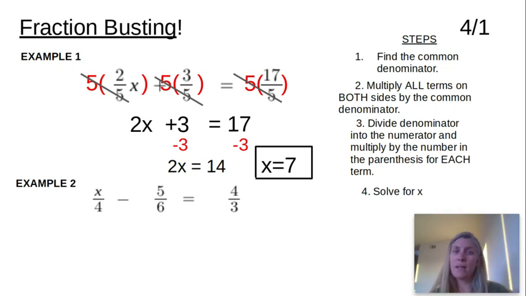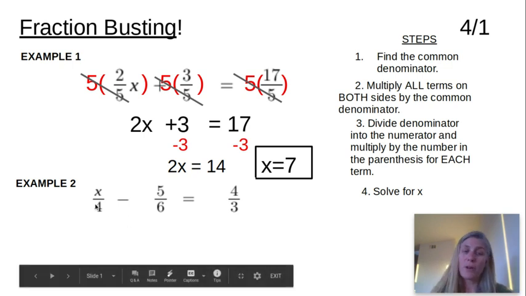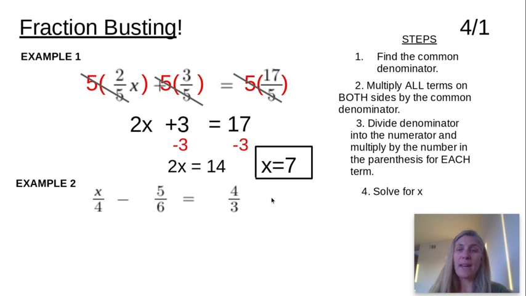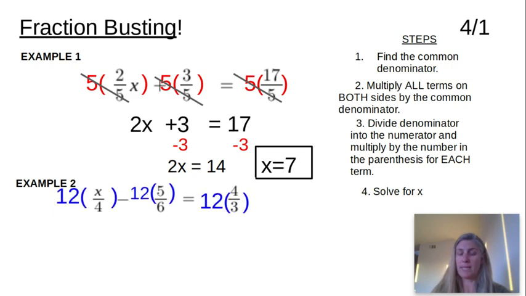So we have 3, 6, 9, 12. And when I hit 12, I know that 4 goes into 12 evenly, 6 goes into 12 evenly, and 3. So that is going to be your common denominator. And we're going to multiply all the terms on both sides by 12. So once again, we put a 12 on the outside and surround what's already there by a set of parentheses.